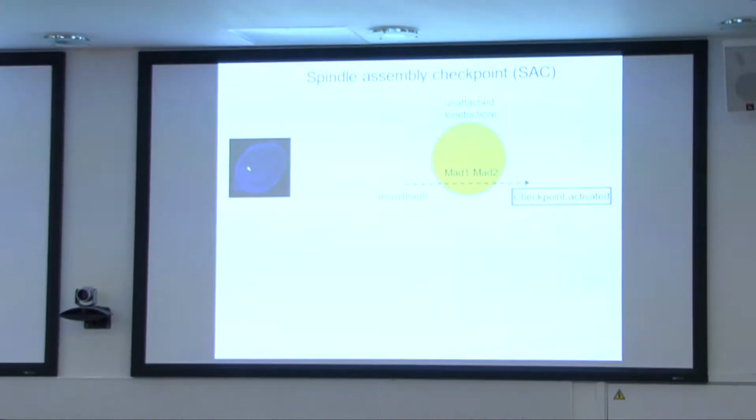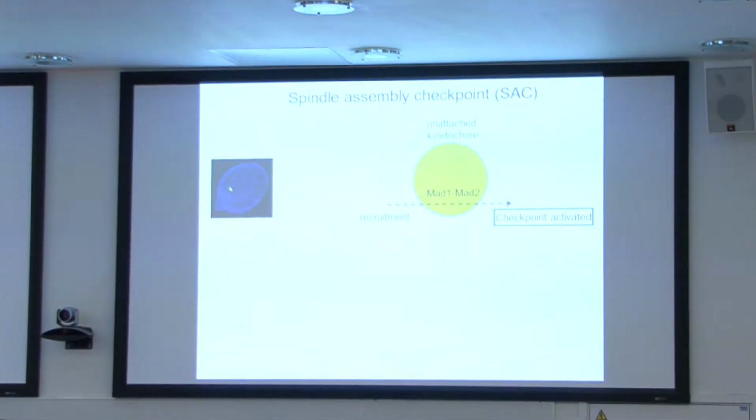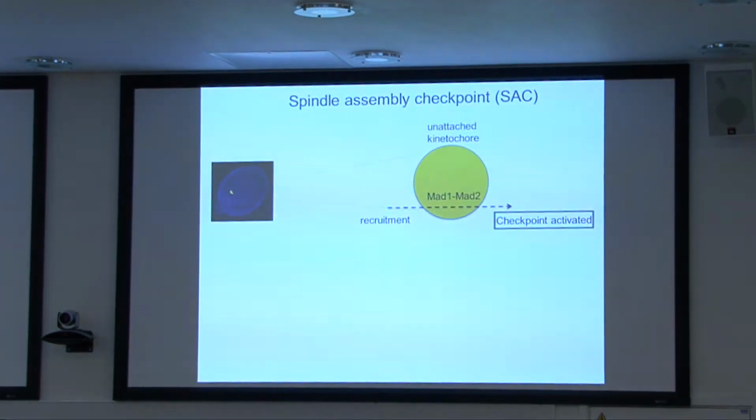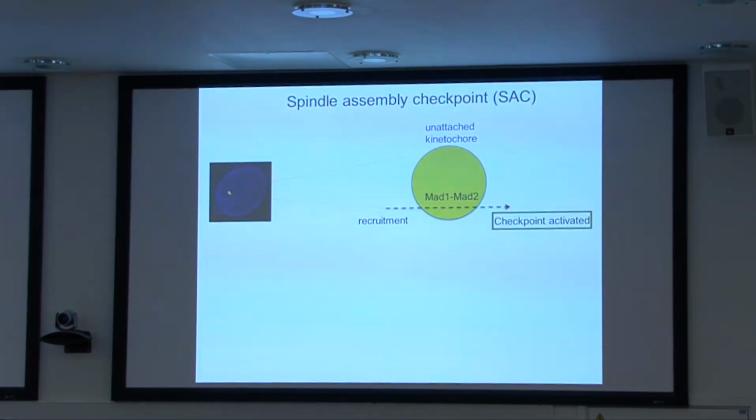16 kinetochores that form one foci in the cell, as you can see in yellow here. So when kinetochores are unattached to the spindle, they recruit MAD1 and MAD2, the checkpoint proteins, to the unattached kinetochores, and that is what activates the checkpoint.